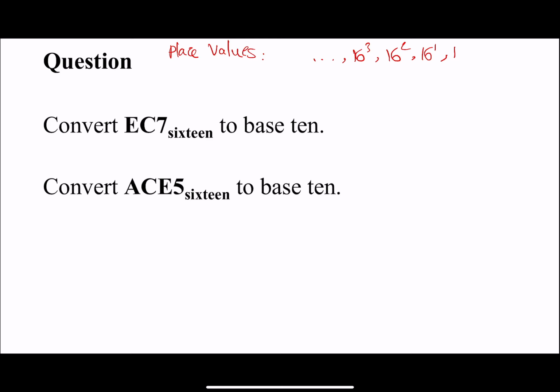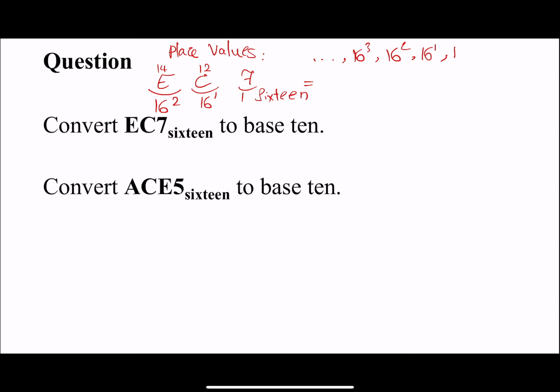The digits that I have are E, C, 7, base 16. E represents 14, right? And C represents 12. I write down the place value of each digit from right to left. The place value of 7 is 1. For C it is 16 to the first power, and for E it is 16 squared.